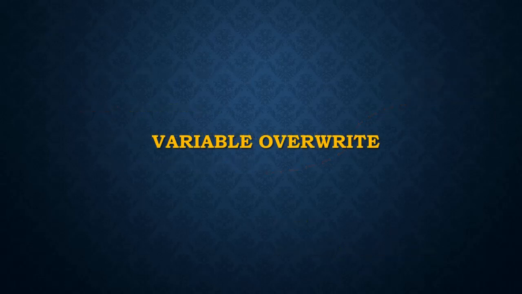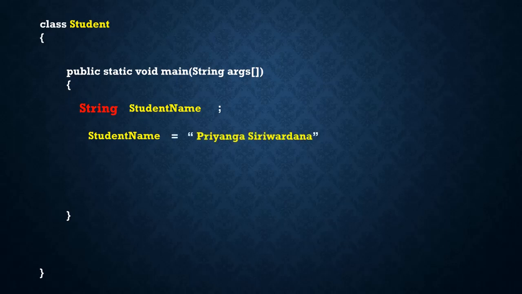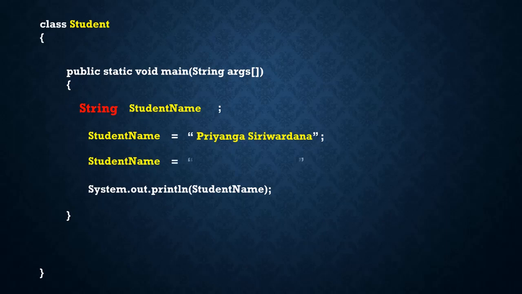And then variable override. What do you mean by that? Now here I have again a class and the main method. And then after that, I'm declaring a variable called student name. And then I'm assigning the value, student name equal Priyanga Sirivardhana. And my second one, I just printed the same as previous, but I did a slight modification. You can see I have another one, that is earlier student name equal Priyanga Sirivardhana.